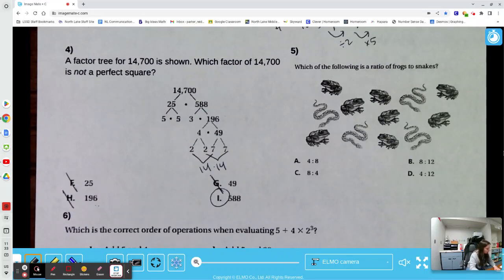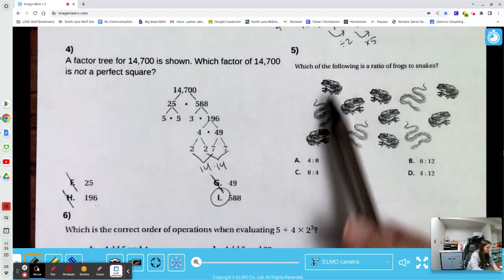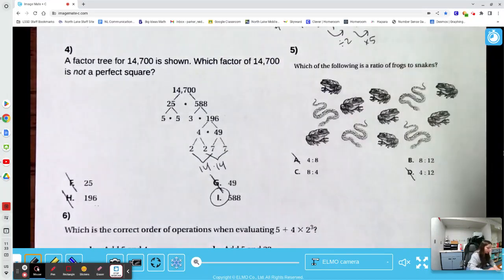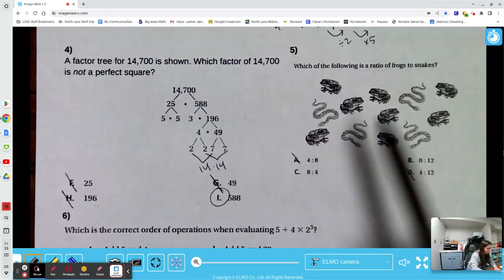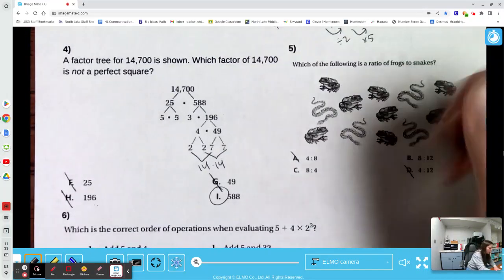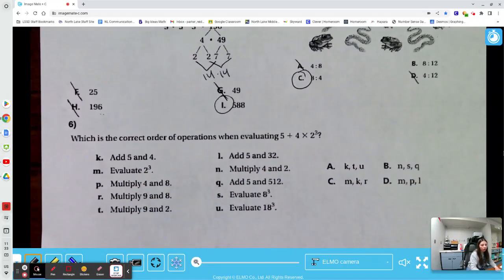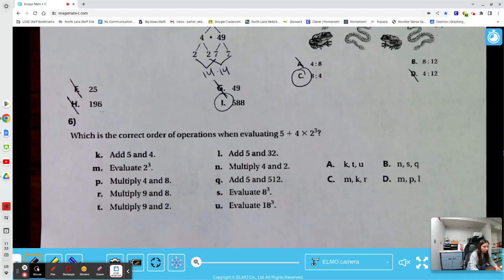Number 5, which of the following is a ratio of frogs to snakes? So I want to count the frogs. 1, 2, 3, 4, 5, 6, 7, 8. So I can get rid of A and D because the first number should be 8 since there's 8 frogs. And count the snakes. 1, 2, 3, 4. So it's going to be option C, 8 to 4. 8 frogs, 4 snakes.